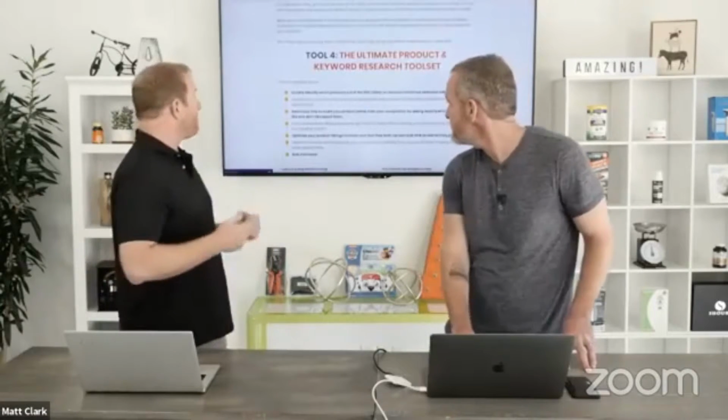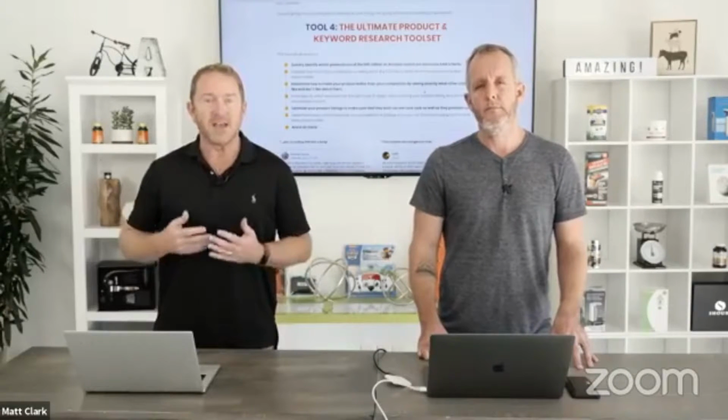And then the fourth part of the automation tool suite is we're calling the ultimate product and keyword research toolset. And the reason we put the word ultimate in there is because it really is the ultimate keyword and product research tool. There are different tools out there right now that attempt to help you figure out what kind of keywords you need to really focus on to sell your products. And they attempt to really help you try to figure out what products are selling well. This tool that we are giving to you for free as part of the Amazing Selling Machine, it's going to take all the guesswork out of it.